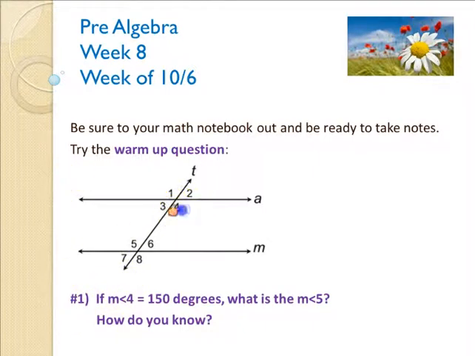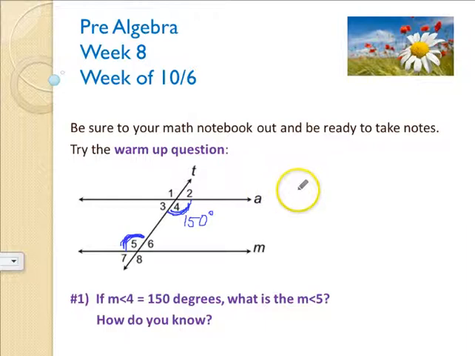If angle 4, so here's angle 4, let's go ahead and label angle 4. If angle 4 is 150 degrees, what is the measurement of angle 5? First I want you to identify what type of angle pair angles 4 and 5 are. Then based on that angle pair and what we learned about it, we'll be able to figure out the measure of angle 5. So go ahead and try that question in your math notebook right now. If you need to, click pause, and when you're ready to check your work with mine, you can click play.